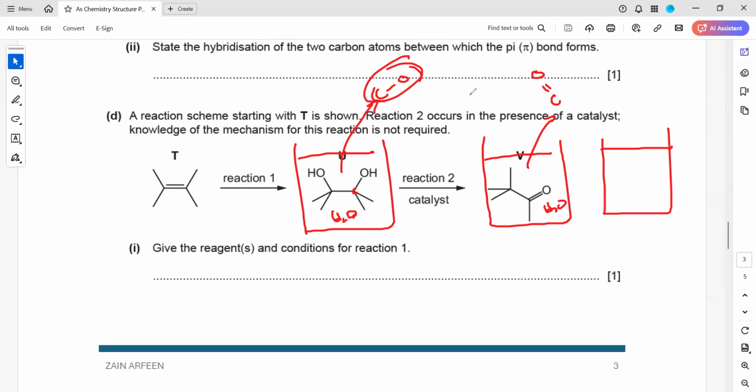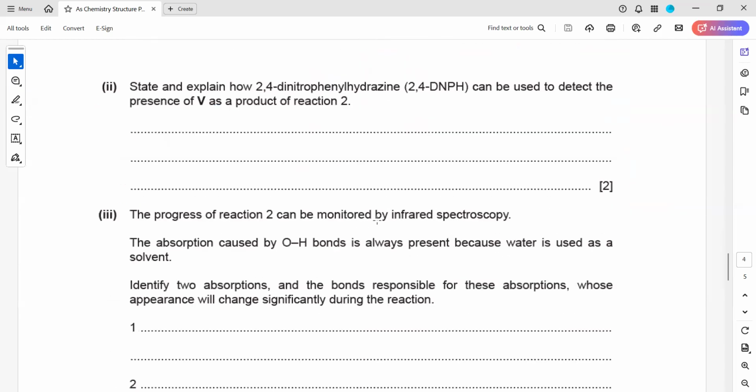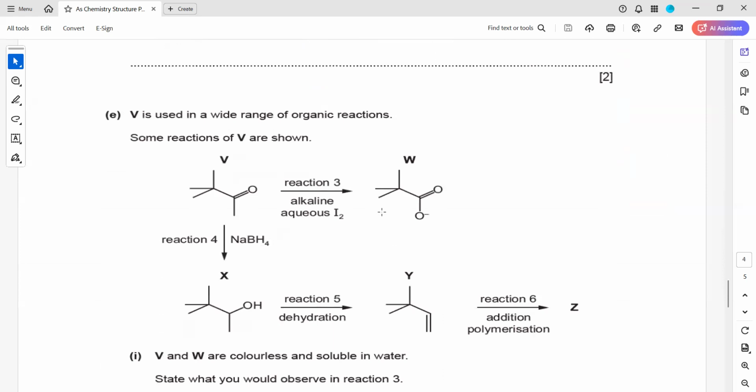So what will happen when a reaction proceeds? The C–O bond absorption will turn into the C=O bond absorption, because that is the difference. In the beginning, we'll have C–O bond absorption because the reactant contains a carbon-oxygen bond. But as the reaction proceeds, we'll have C=O absorption. So in infrared spectroscopy, we always check the difference between the bonds present.